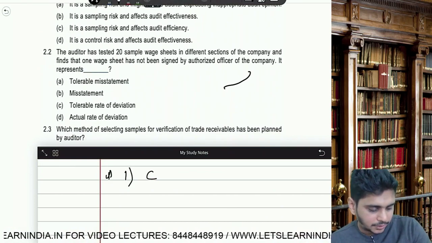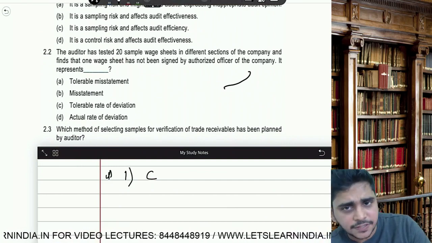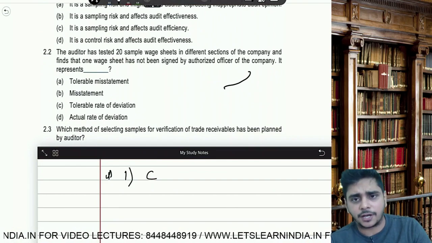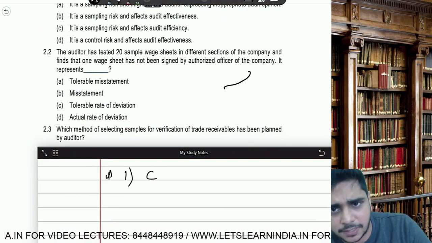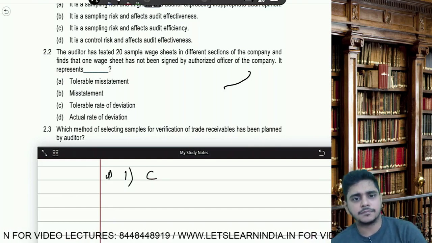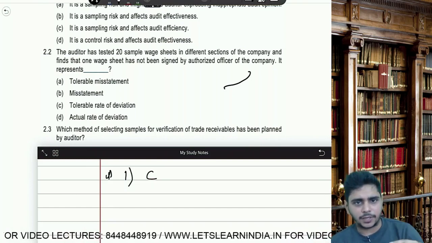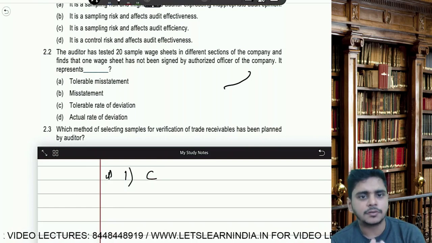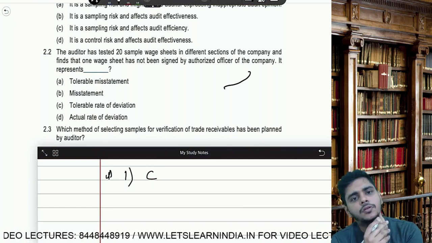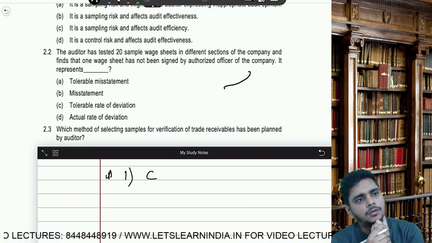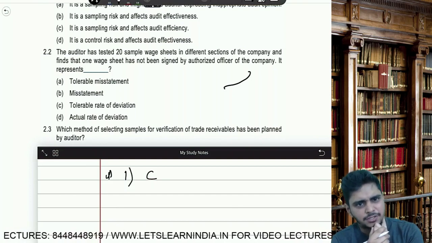The auditor has tested 20 sample wage sheets in different sections of the company and finds that one wage sheet has not been signed by the authorized officer. It represents, he tested 20 and one is not signed. Actual rate of deviation.